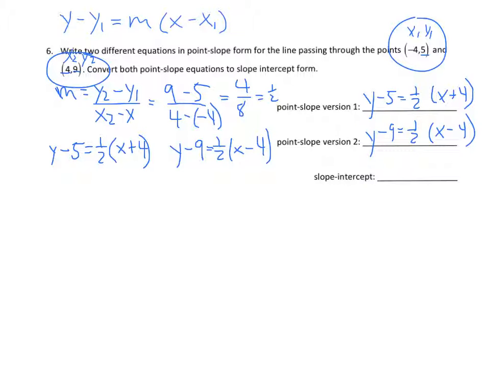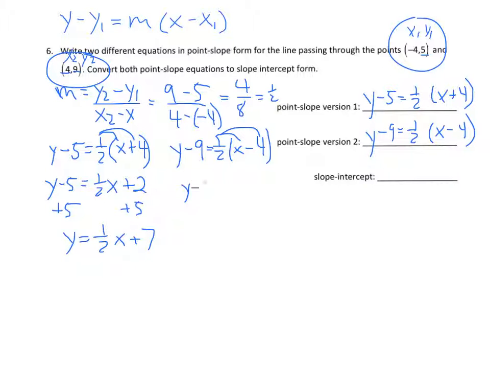So changing them to slope-intercept form, we distribute on the right side, so y minus 5 equals 1/2 x plus 2. Add 5 to both sides. Y equals 1/2 x plus 7. And with the other equation, again, distribute on the left side. We get y minus 9 equals 1/2 x minus 2. Then add 9 to both sides, and we get y equals 1/2 x plus 7. So we did get the same equation in slope-intercept form. All 3 of these equations are equivalent. They're just written in different forms.